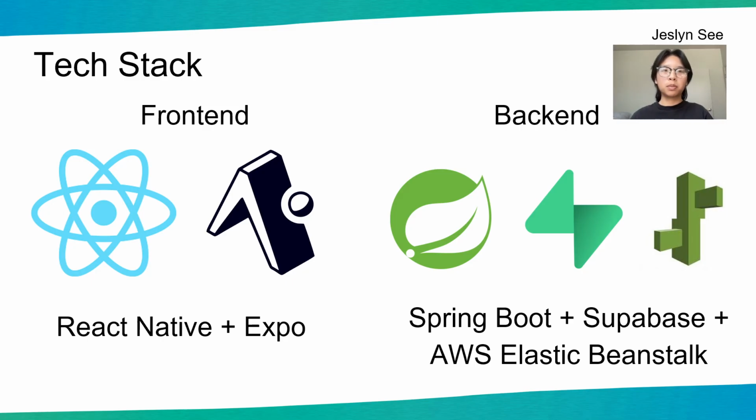In the back end, we use Spring Boot because we're building an enterprise level application to house our business logic. And we also use Supabase because it has built-in user authentication and it's also easy to connect to Spring Boot. And then we're hosting our Spring Boot project on AWS Elastic Beanstalk for low cost and also again ease of implementation.